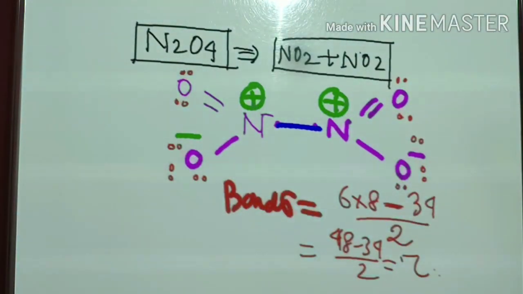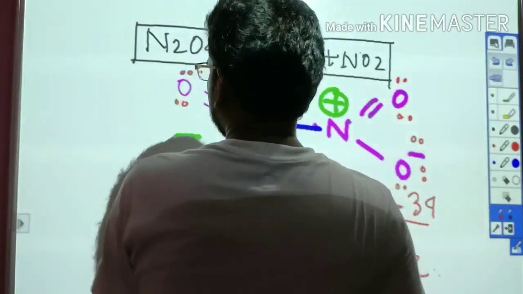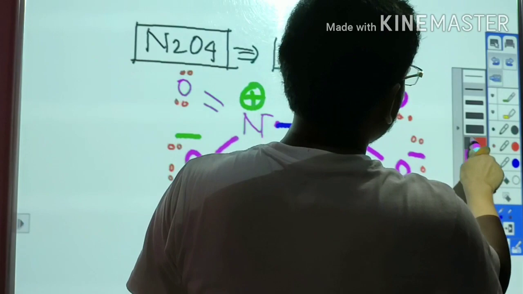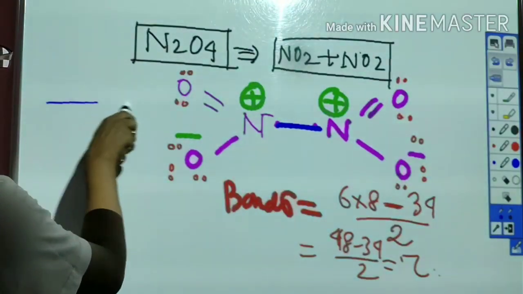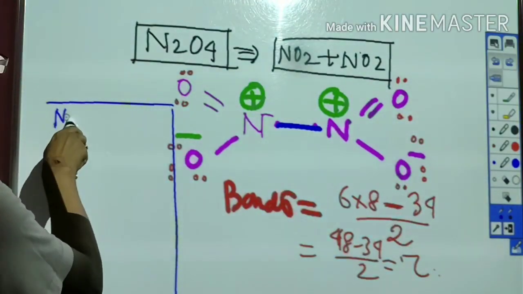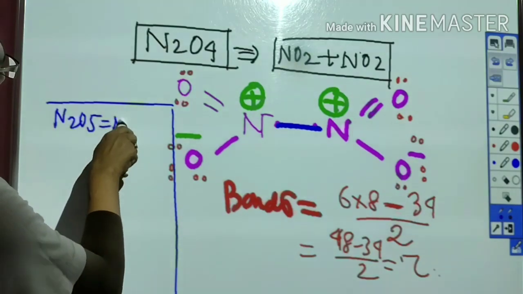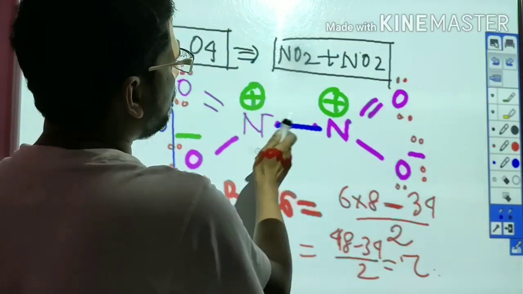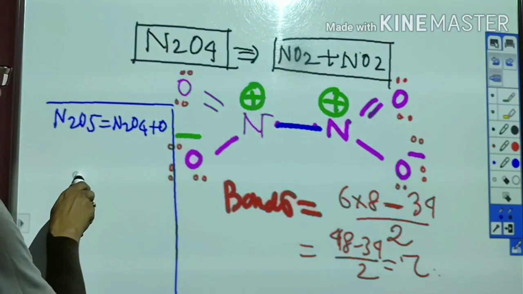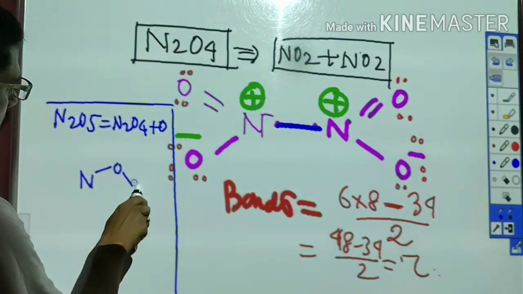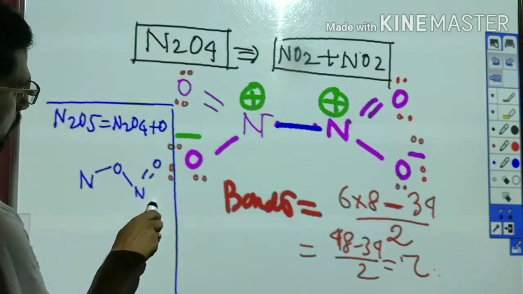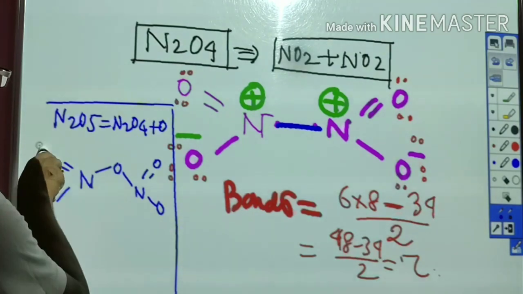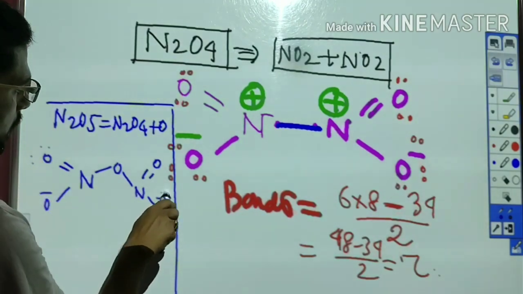Now one more structure. If you have to draw the N2O5, then how will you draw the N2O5? It's very simple. You just think that N2O5 is basically N2O4 plus oxygen. So you just put oxygen in between the nitrogens. I'll do it here for you. So double bonded, single bonded, double bonded, single bonded. Okay, 2, 4, negative charge.